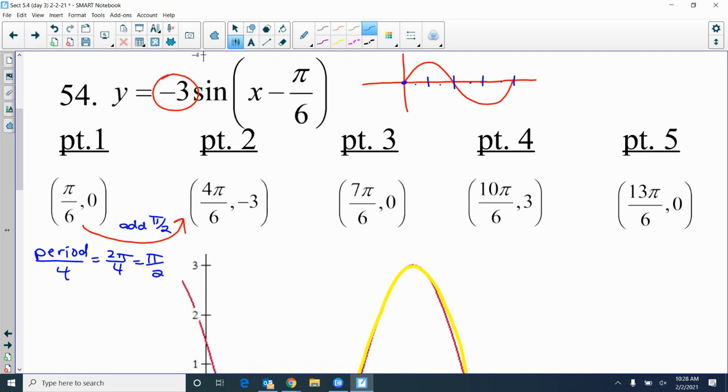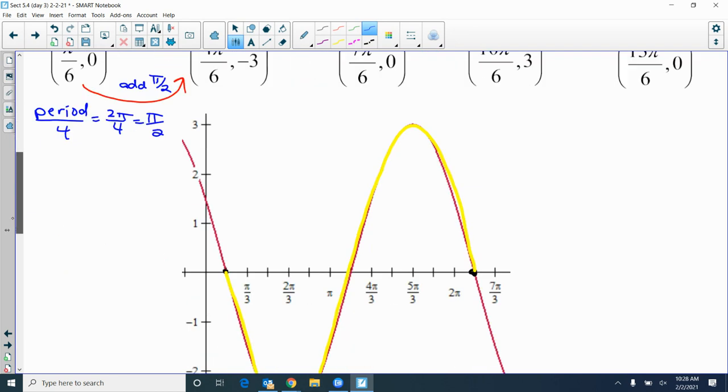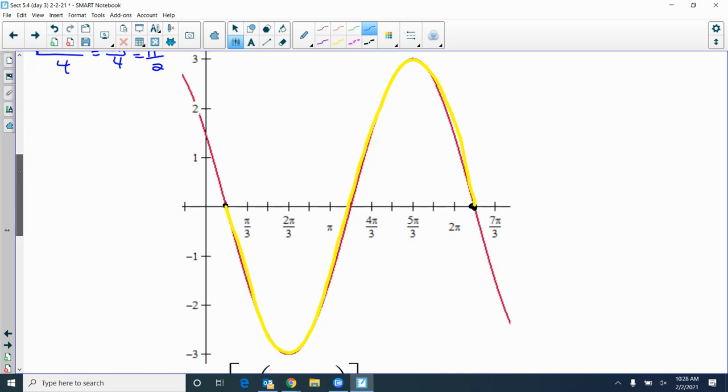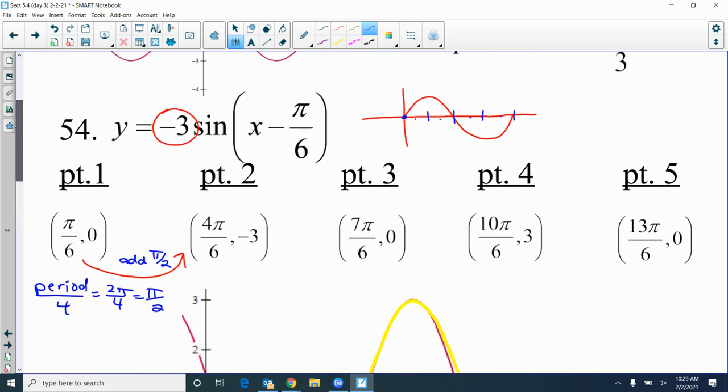Okay, that's always a tough part. You just got to remember, it's whatever the period is divided by 4, because I want 4 basically equal sections from the 0 to the min, to the 0 to the max, back to the 0. Okay, divides it into 4 equal pieces for that. And that period was not changed.